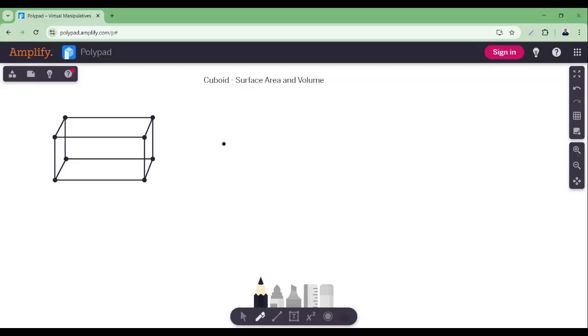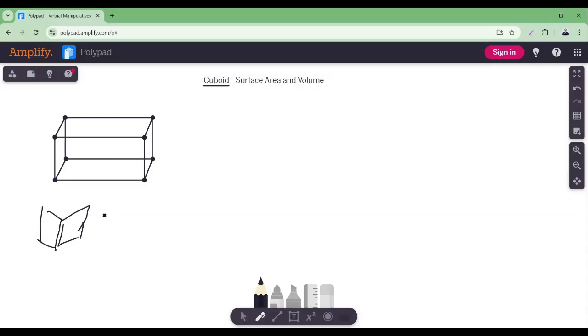Hello, math champions. In this video, we're going to talk about a cuboid. Where do you see these cuboid shapes? A cuboid is a 3D shape. You can see it when you see a book. When you see a book, that is a cuboid.